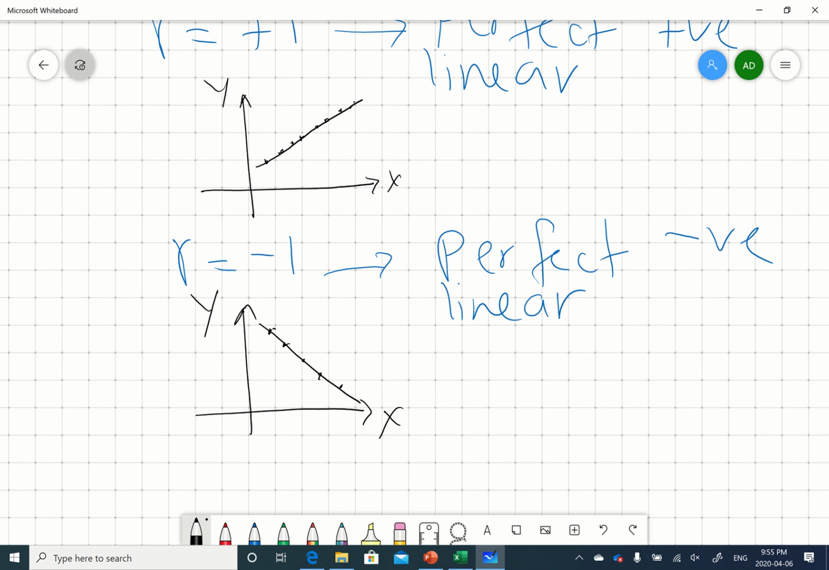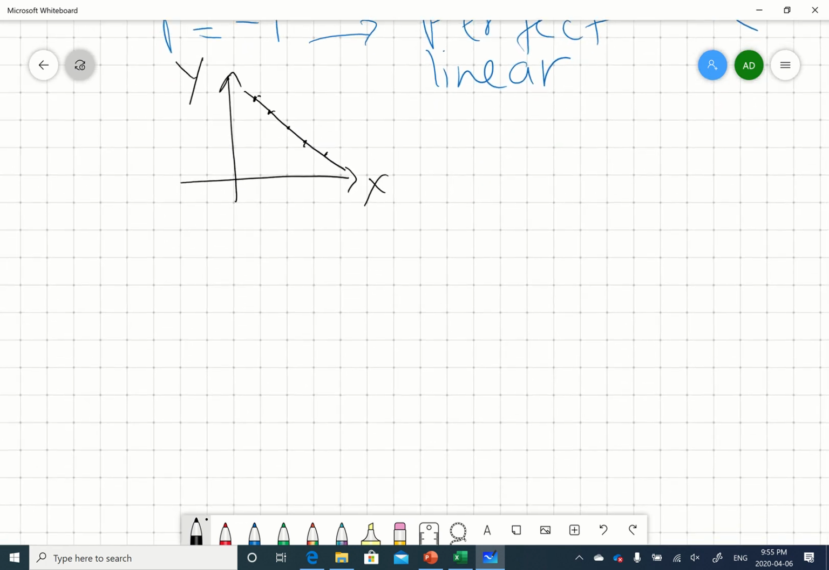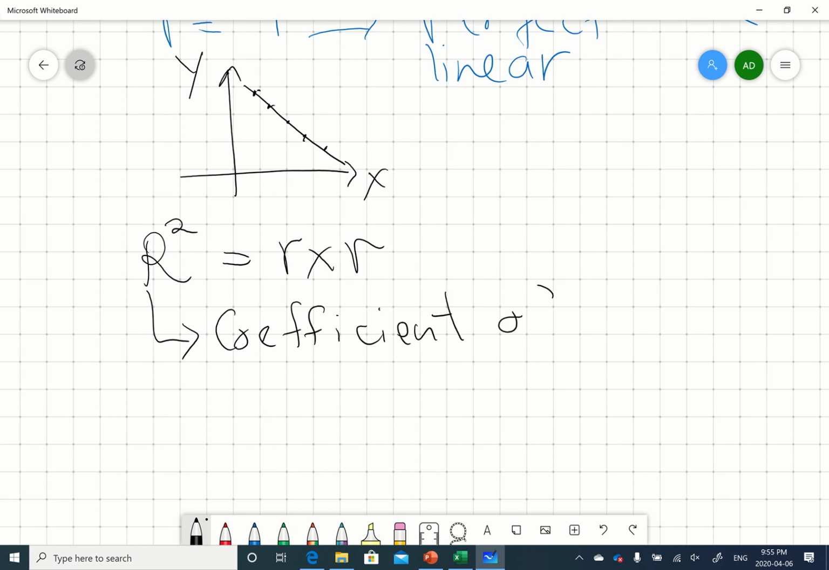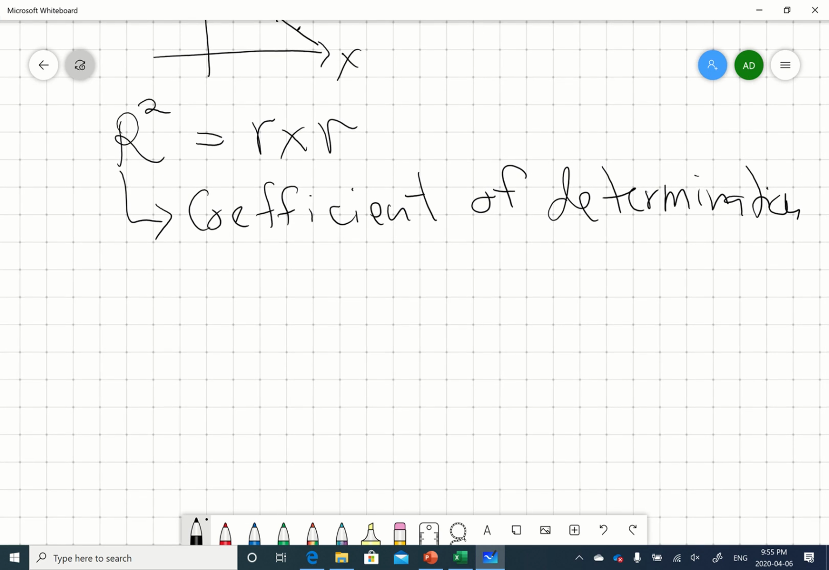So that's the correlation coefficient. And when I'm going through Megastat, I'll show you in the output you would also get another value called R square. This is simply correlation times correlation, R times R. This value is called the coefficient of determination.